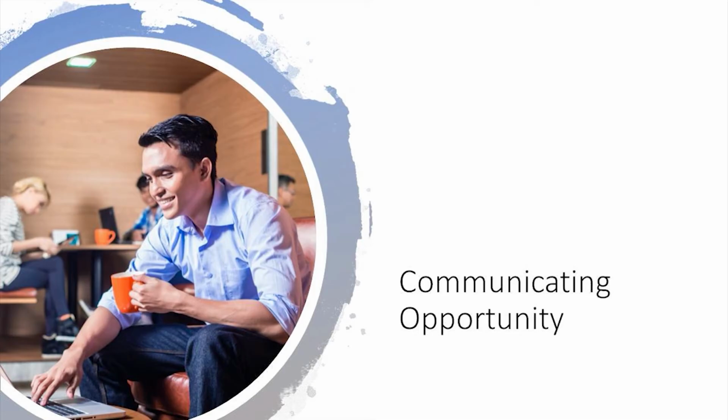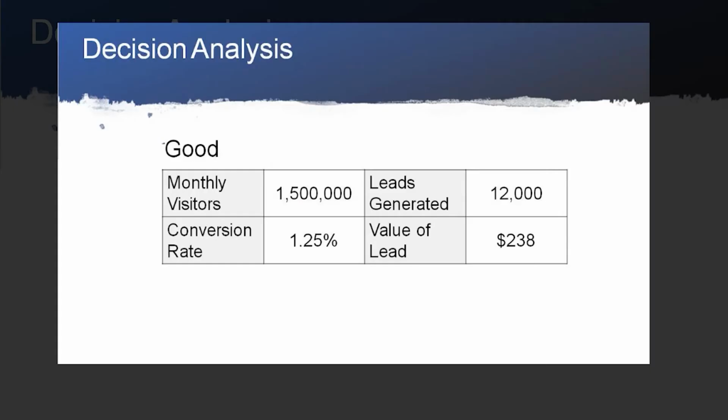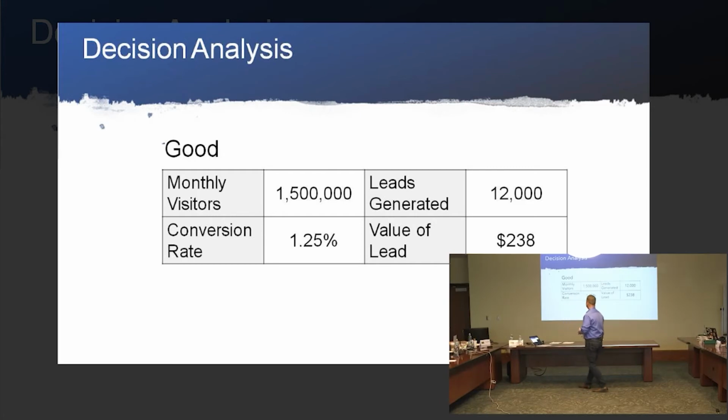Now, communicating opportunity. We talked about this at the beginning. Most of the time, this is what people will typically bring to the meeting: we had 1.5 million visitors this month. We generated 12,000 leads. That's a conversion rate of 1.25%. What did I say? CEOs don't listen to percentages. They don't understand them. What they do like is the value of a lead. We generated 12,000 leads. That's a value of $238 per lead. And then you can actually add that up for them because that helps. They won't do the math.